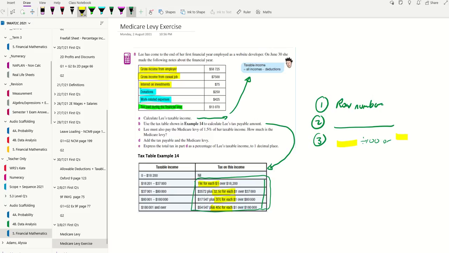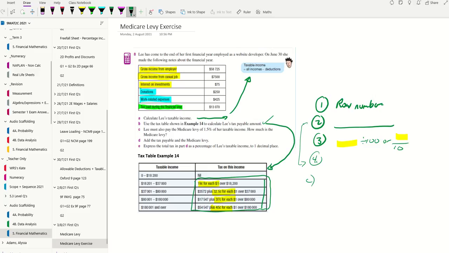And then your last step is you're going to take your numbers and substitute them into this equation that you've written up here. That is going to give you the tax payable. So that is this one. Now, question C is asking us to work out the Medicare levy of 1.5% of her taxable income.